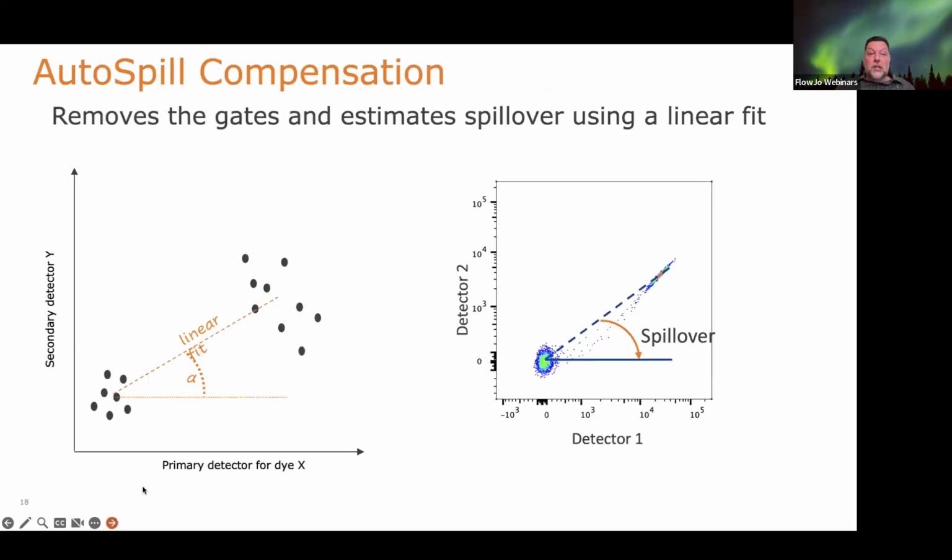So let's go ahead to the next slide here. AutoSpill compensation. What are we doing with AutoSpill? We're simply removing the positive and negative fraction gating, and we're now using a linear fit or robust linear regression to draw that line through the sample and then calculate the spillover coefficient. So it is the exact same math, right, to create the compensation matrix that is inverting the spillover coefficient matrix that you calculate here with all of these single colors. But it's removing the need to calculate or to define a positive and negative fraction.